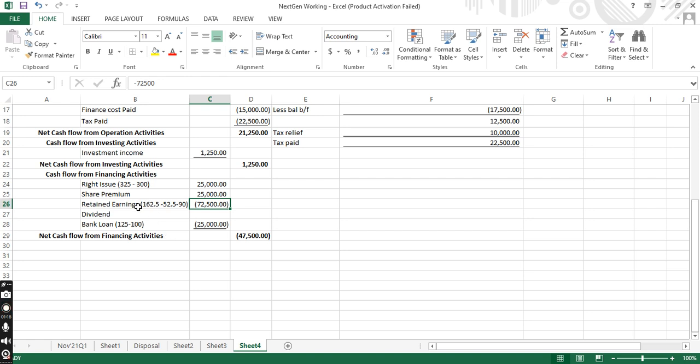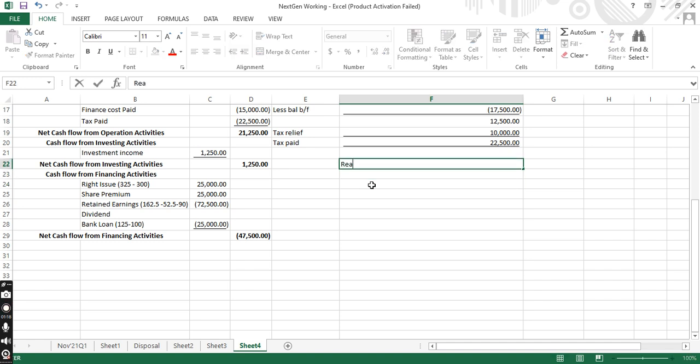So now, if I have 162,500 in my account and I deducted the 52,500 loss from it, how much am I supposed to have? I'm supposed to have 110,000, right? Am I right? This is it. Retained earnings.